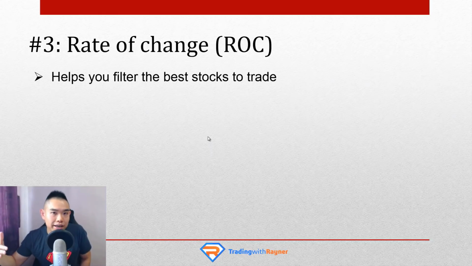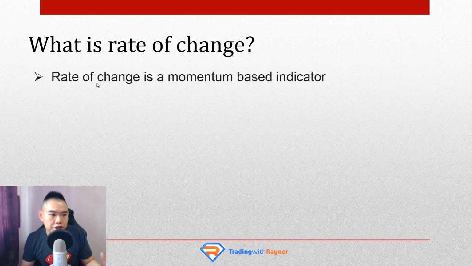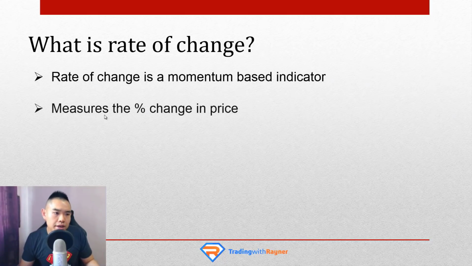You have to have a ranking criteria to favor one stock over the other, even though they might have similar chart patterns that you're about to trade. That is what the rate of change indicator can help you with. In essence, this indicator, the rate of change, is a momentum-based indicator. It measures the percentage change in price. So let me show you how to use this indicator to filter down the best stocks to trade.